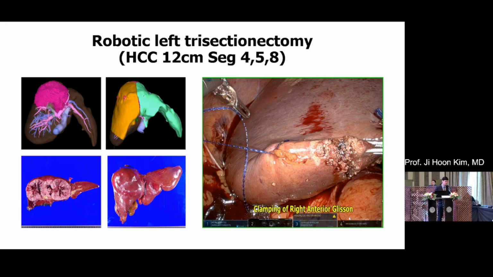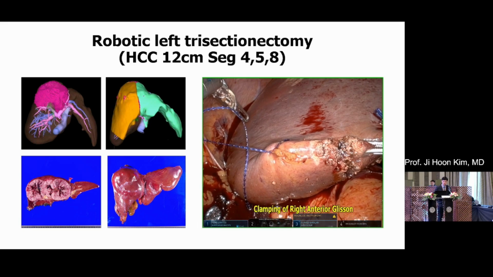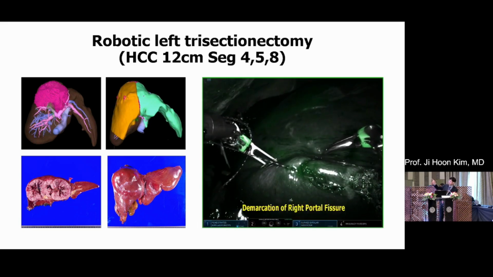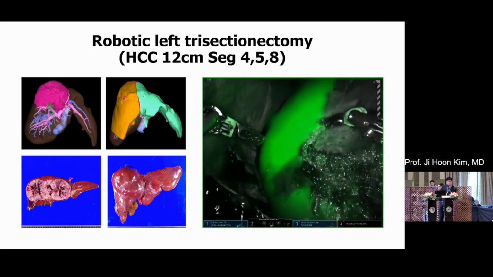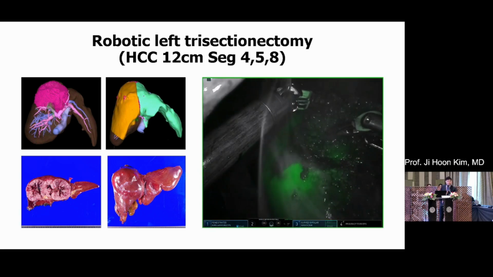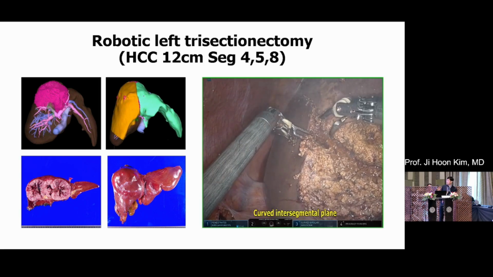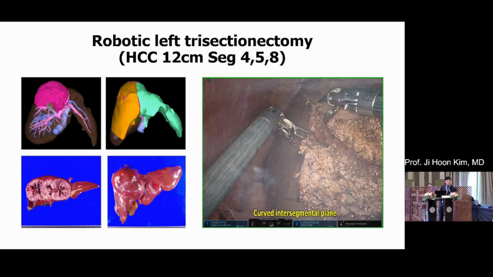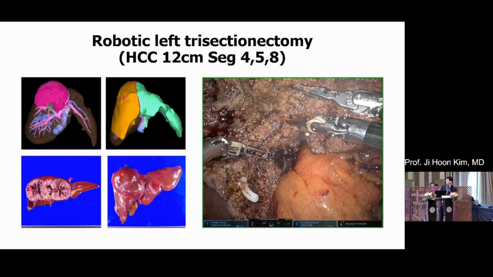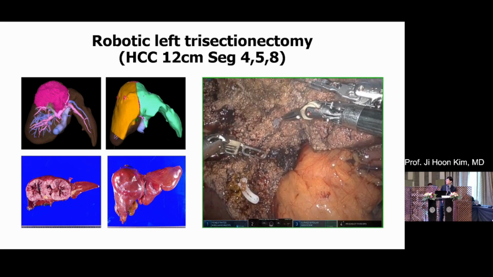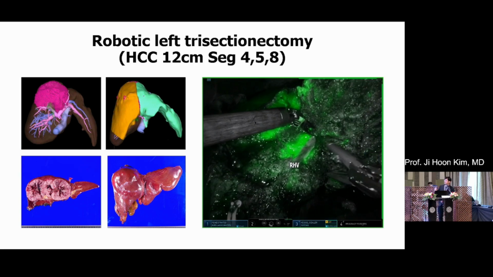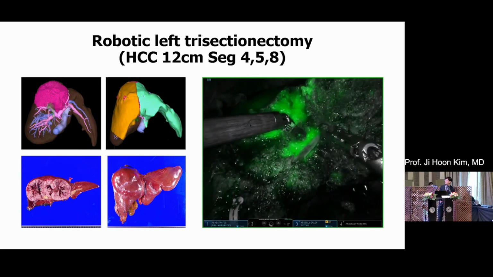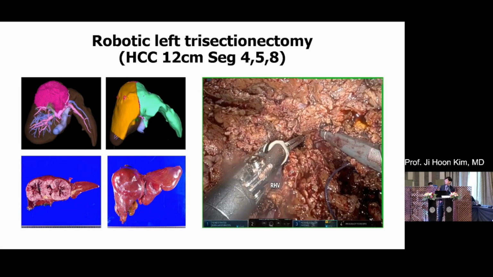Another example is a left trisectionectomy with ICG fluorescence imaging. The very curved line is this line, without ICG fluorescence imaging it is difficult to identify this plane. There is no Glissonean branch, so it must be very carefully dissected. Thanks to the ICG fluorescence imaging, we can identify the exact plane like this.